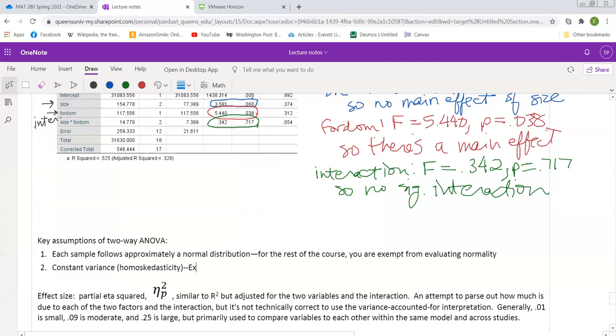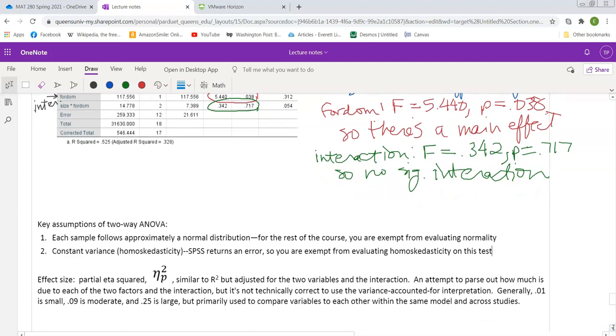because SPSS returns an error. So you are exempt from evaluating this assumption. Okay? So next time they come out with a new version, hopefully they'll get that fixed. All right, so assumptions. You got it easy on assumptions here.